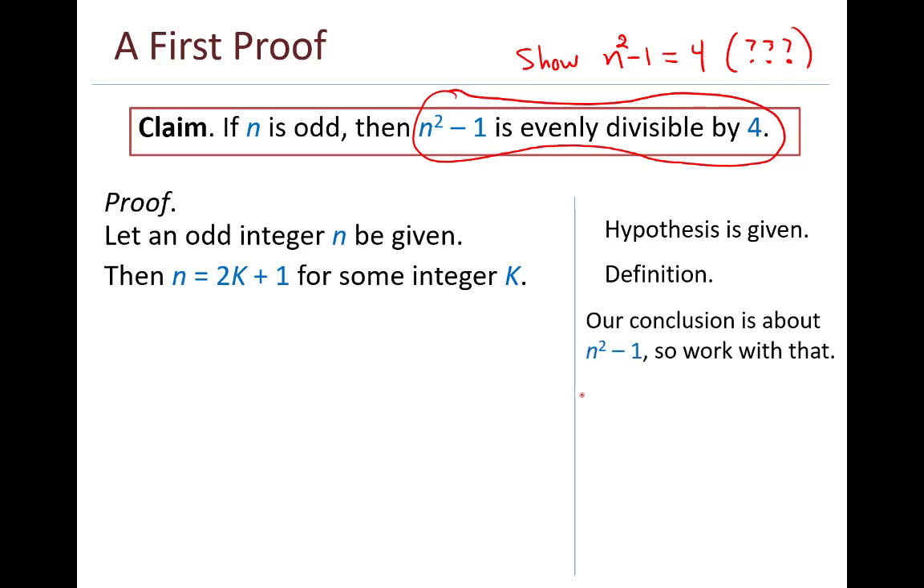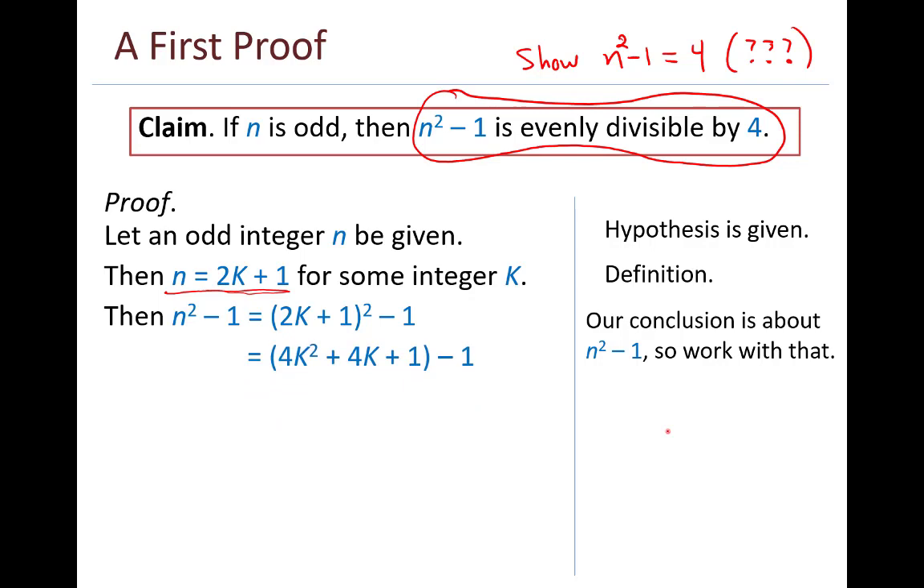So the conclusion is about n squared minus 1, so let's start working with that. I write down n squared minus 1, and I notice that I already know something about the n. The n is 2k plus 1. So I can substitute 2k plus 1 for the n. Now, we simplify just with some algebra. I can expand the square, use FOIL. I can simplify with a little more algebra.